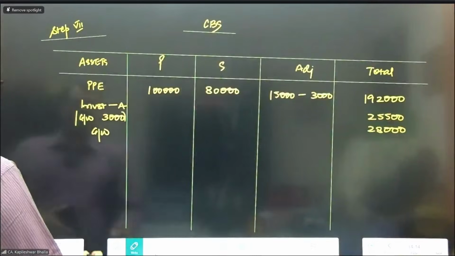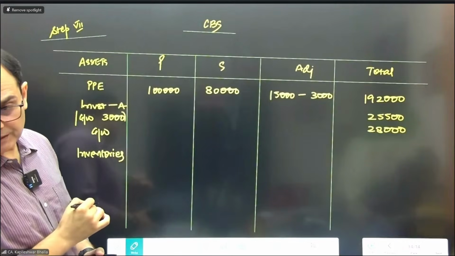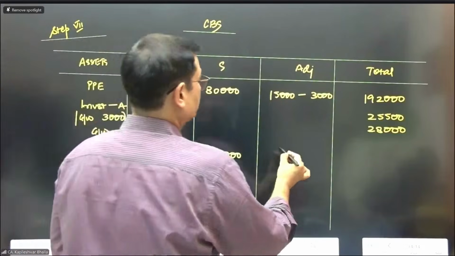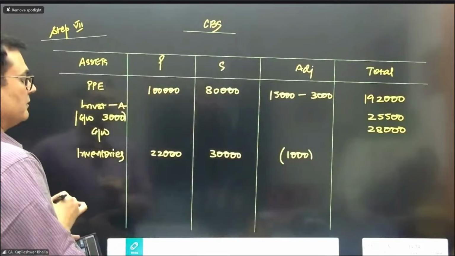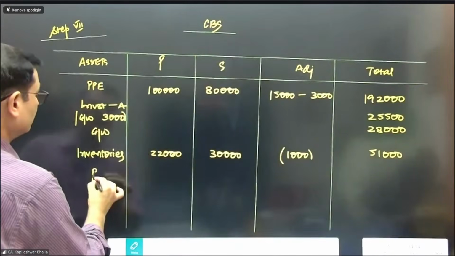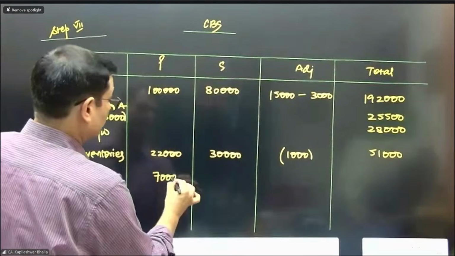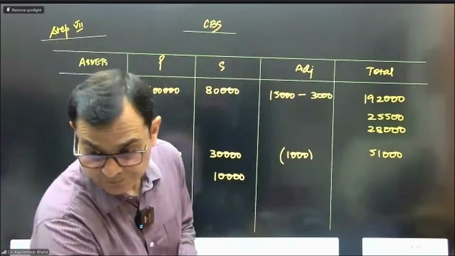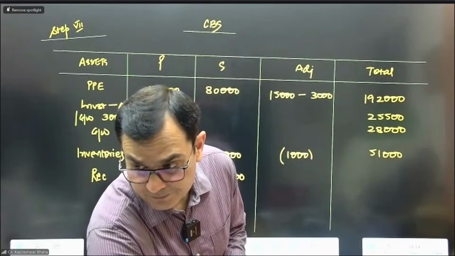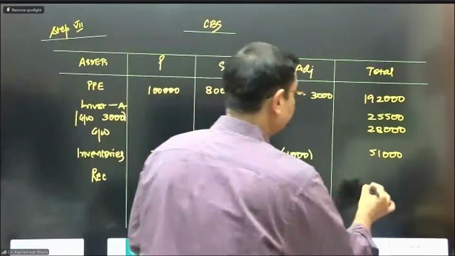Then I am given inventories. Inventories, we are given, are 22 and 30. And there is a stock reserve, which is 1,000. So that makes it 51. Then there are receivables. That's to the tune of 70 and 10. And I think there are some intercompany owings also. I am given the intercompany owings. Receivables is 5,000, so the 5,000 intercompany owings get eliminated. That makes it 75.